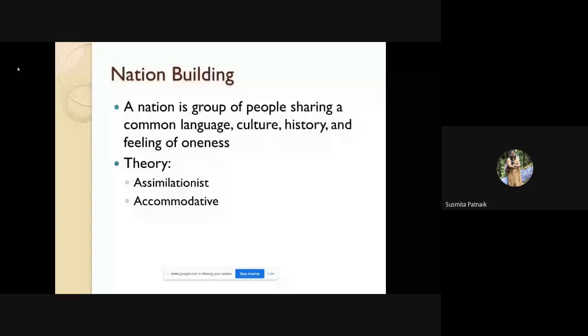State comprises different types of elements: population, territory, government, and sovereignty. But besides this, the nation has one thing in common. It consists of a group of people sharing a common language, culture, history, and a feeling of oneness.